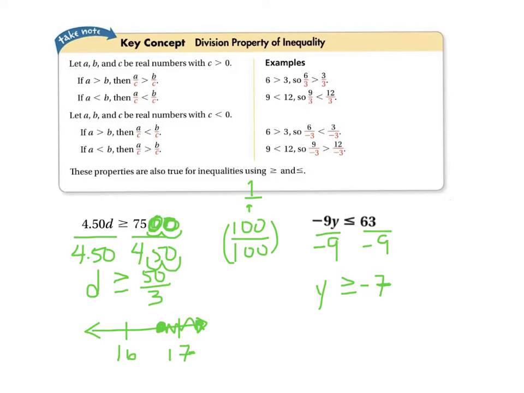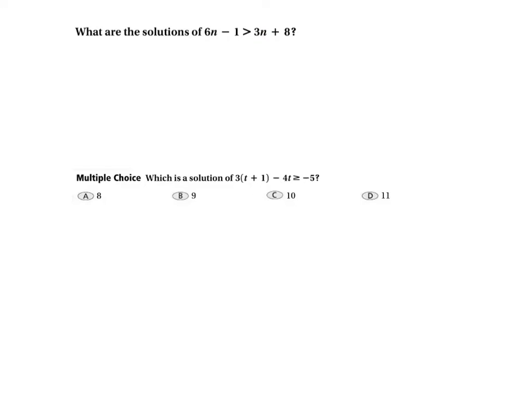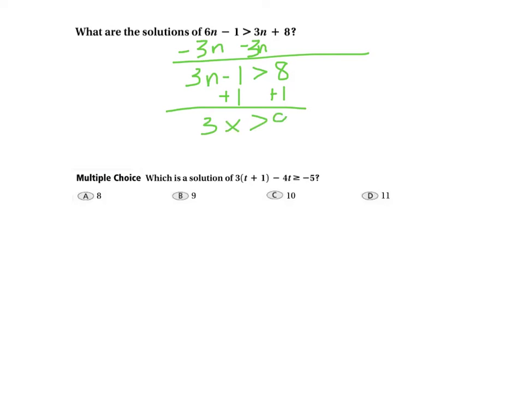Awesome. Let's look at some multi-step ones. All right, so we have two multi-step inequalities on this screen. Copy them down, pause it, try them yourself, or write it with me. In the first one, 6n minus 1 is greater than 3n plus 8. We're going to start off by getting rid of the smaller value of our variable. So I'm going to subtract 3n from each side, leaving me 3n minus 1 is greater than 8. I continue by adding 1 to each side. 3n is greater than 9. And now I am going to divide by 3. N is greater than 3.